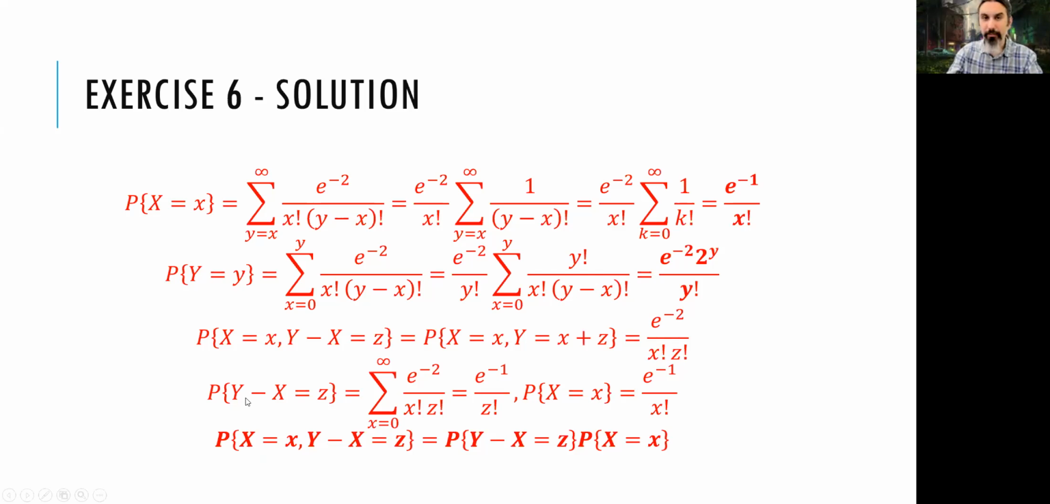Or you can try to find the PMF of Z, which is a bit harder, but still doable. We know that Z is equal to Y minus X. So I'm just going to find this PMF value, which is going to give me e to the power of minus 1 over Z factorial. Now, what you need to do is just remove X from this one, and you will get the marginal PMF of Z. And then we already know this one happened here. So all I have to do is multiply these two and show that the multiplication of these two is equal to this one, which holds. So in this one, X and Z are independent random variables.